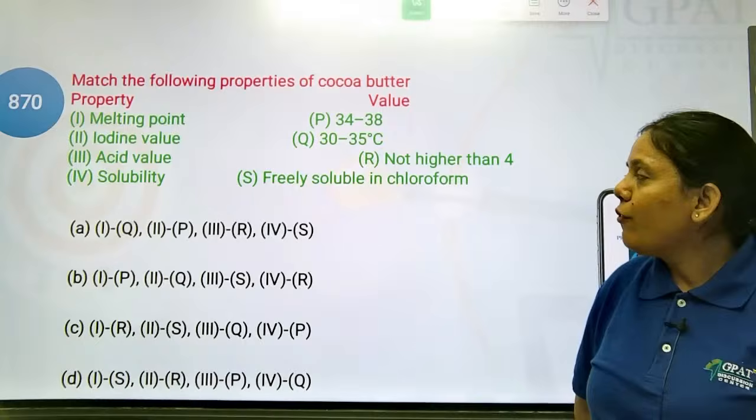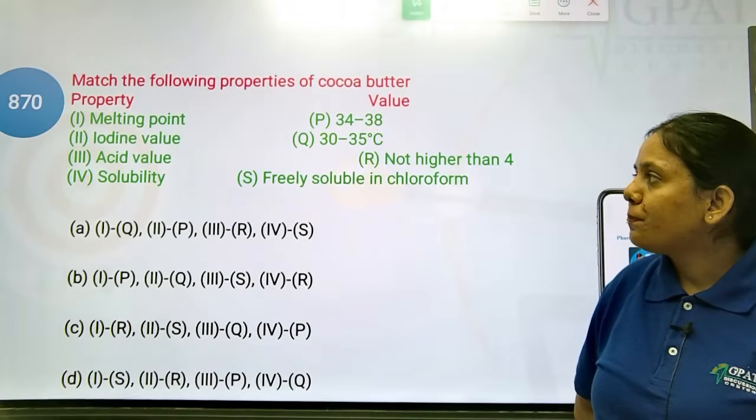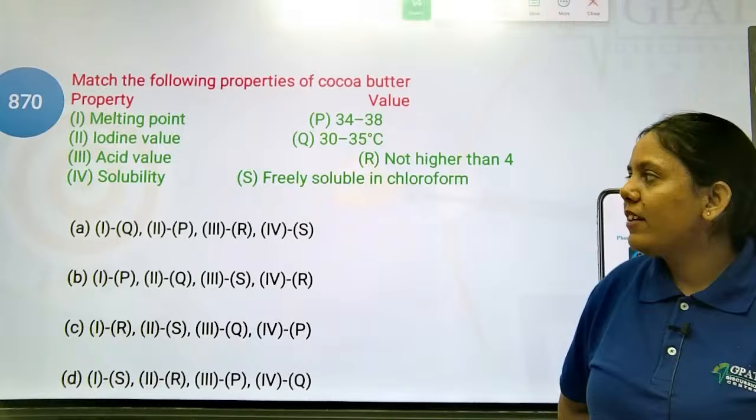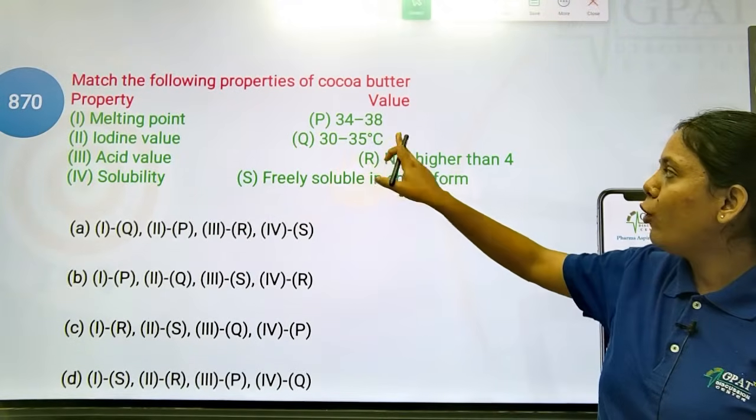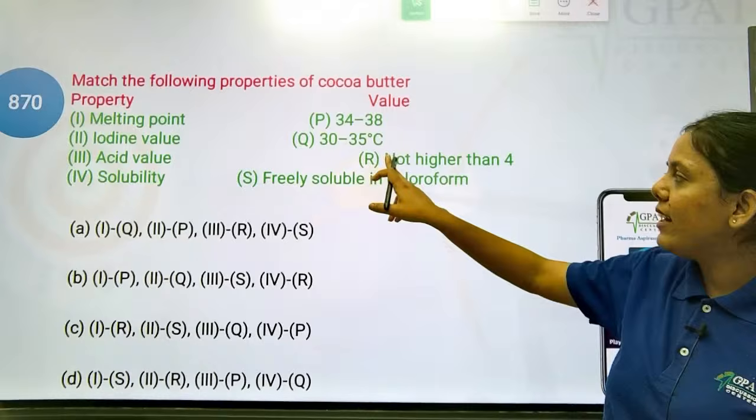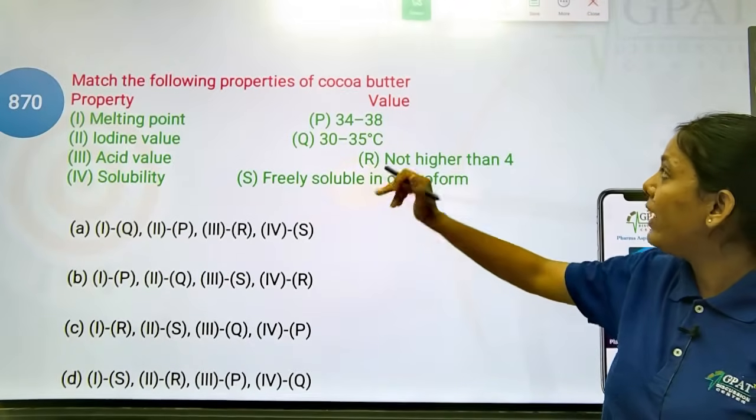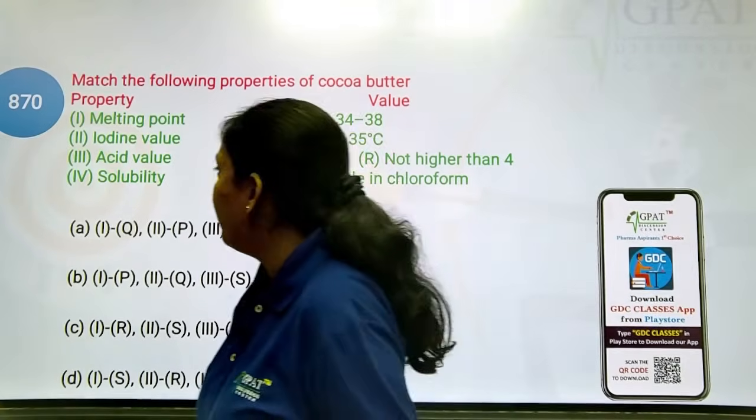Okay, match the following properties of cocoa butter. Melting point, iodine value, acid value, solubility is given on that side. Here it is given 34 to 38, 30 to 35 degrees Celsius, not higher than 4, freely soluble in the chloroform.